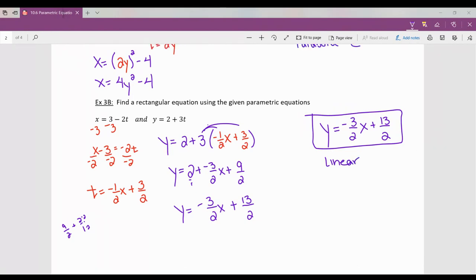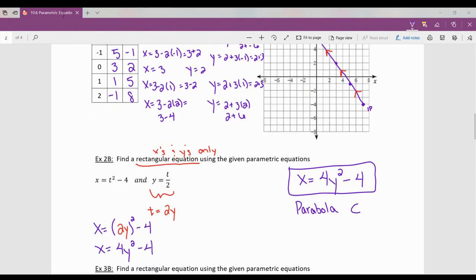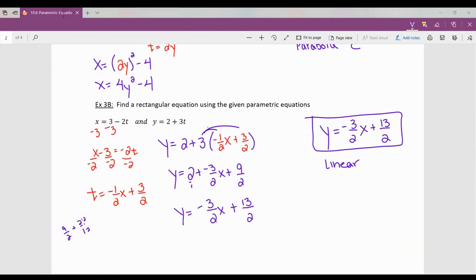So if I double back up here and I look at my graph of what I just did, yep, that's a negative slope. Does it go down 1, 2, 3 over 2? Yep, it's got a slope of negative 3 over 2. All right, and that's how we would approach these ones.